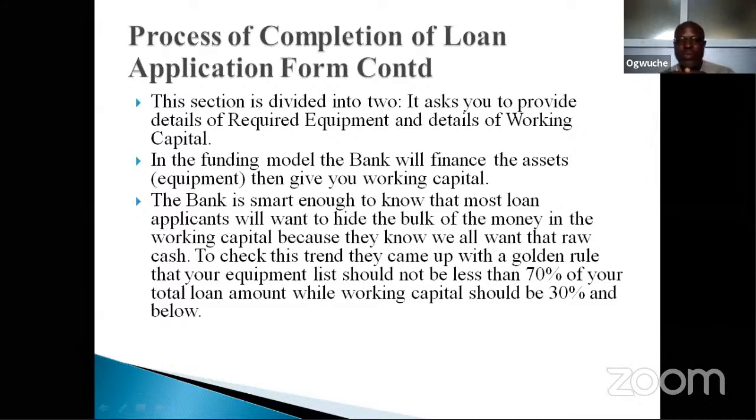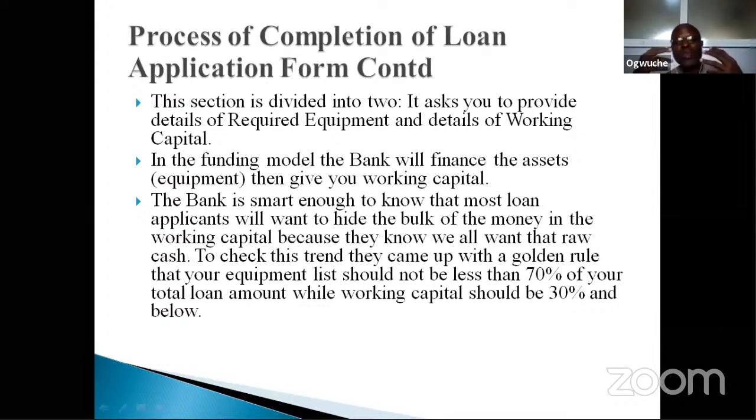The bank, of course, knows that most applicants will want the bulk of the money. They don't want any equipment. They just want the money because they believe that money in hand, they will have the liberty to use as they want. But when such monies are provided, most people end up diverting it. So the bank is very cautious. Therefore, it came up with what we call the golden rule of 70-30% of the loan. 70% of the total loan will go into equipment, and the working capital will take 30%. That is what the bank does.